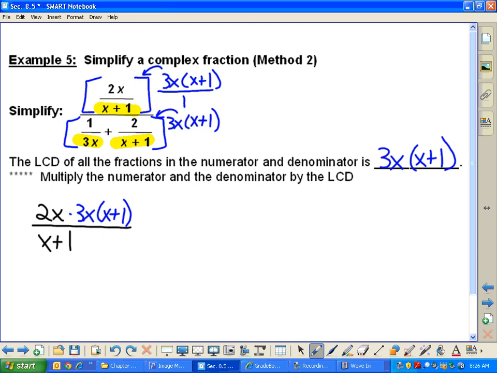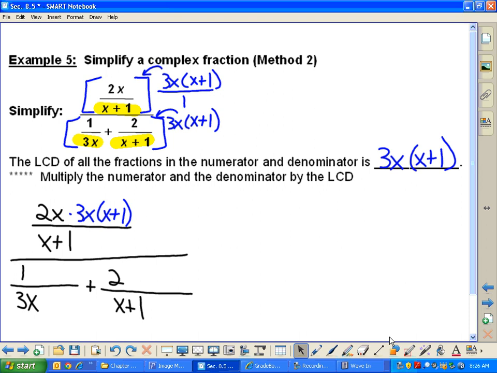And then I very much do the same with the bottom, except there's a little bit of the distributive property that's going to play into this one. I copy down my original denominator, and essentially I'm multiplying that entire denominator by 3x times x plus 1 over 1. If I multiply fractions straight across, I essentially just end up distributing that LCD to the top of each fraction. So it did go to both things.